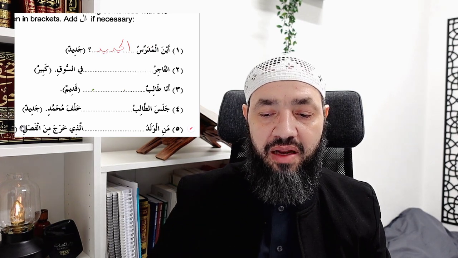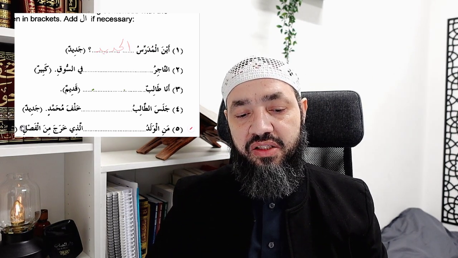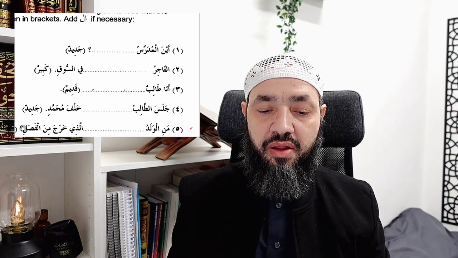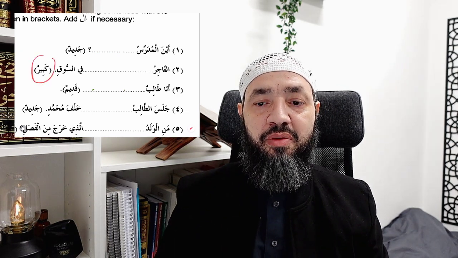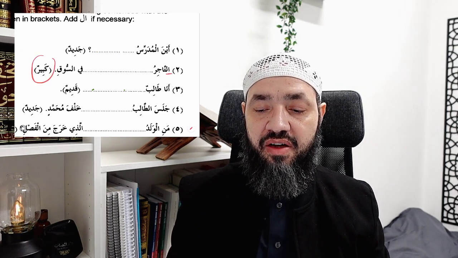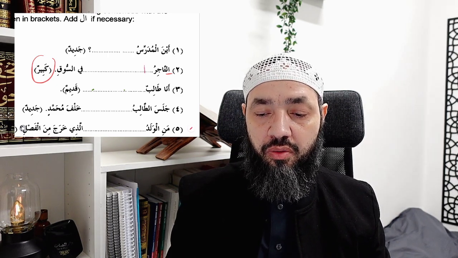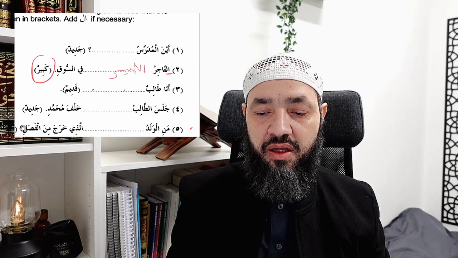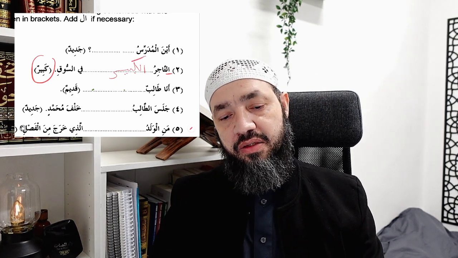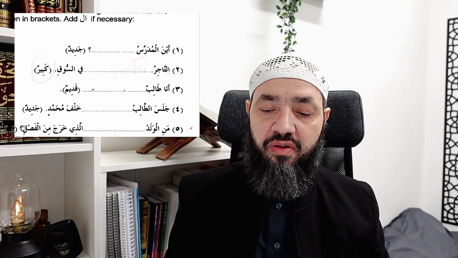So you had alif and lam in that case. التاجر something في السوق. The كبير means big. This has alif and lam, which is the man'ut, the word being described. So the word kabir has alif and lam as well. And so on and so forth.